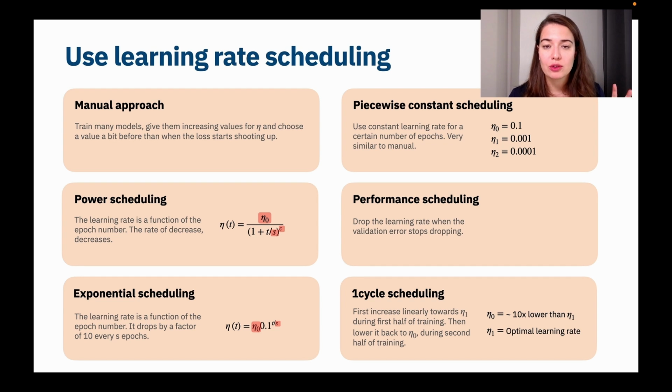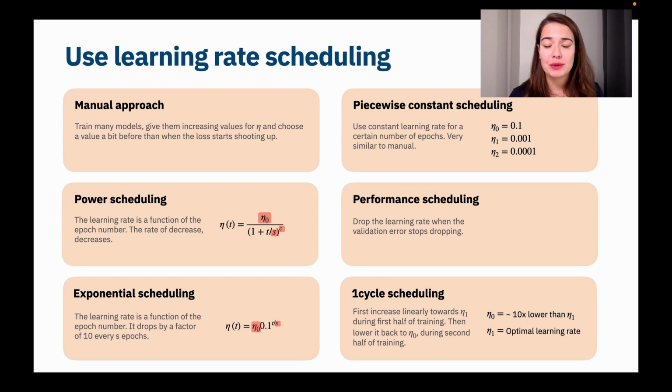N1 is called the optimal learning rate, and that is determined by the manual approach, basically. Trying learning rates, trying to see which one gives us the best results, and seeing when the loss starts shooting up, and then choosing the learning rate that gave us the results right before the validation loss started shooting up. So that you use as the optimal learning rate, and you multiply it by 10, then you have your initial learning rate. Starting from that one, you slowly build your way up to the optimal learning rate, and then in the second half of the training, you go back to the initial learning rate.